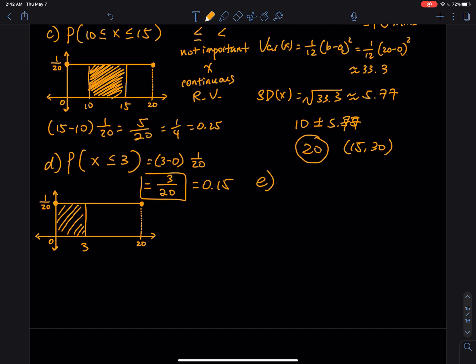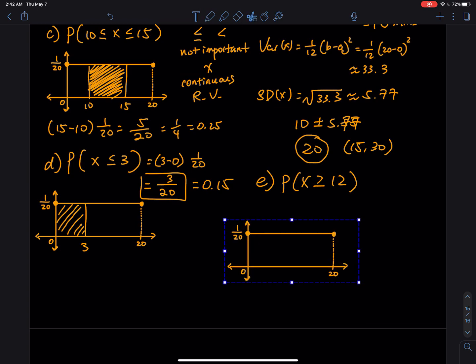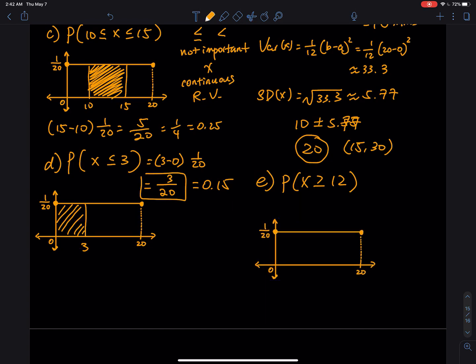So E, at least, that is x greater than or equal to 12. Actually, the equal is not important, because x is a continuous random variable. So time to bring the graph up, and then we have 12. Suppose this is 12, and this is the area that I am looking for. So we have big minus small times the PDF. So that is 8 divided by 20. Then that is your answer. Easy, right? Easy math. And then F and G, they are not so easy.